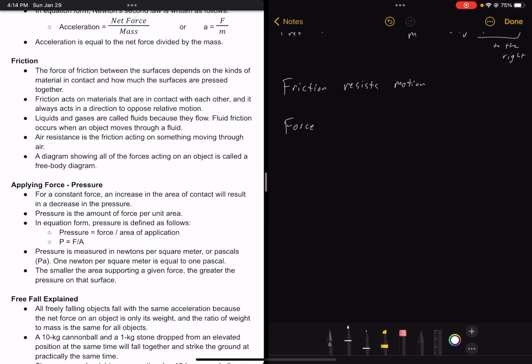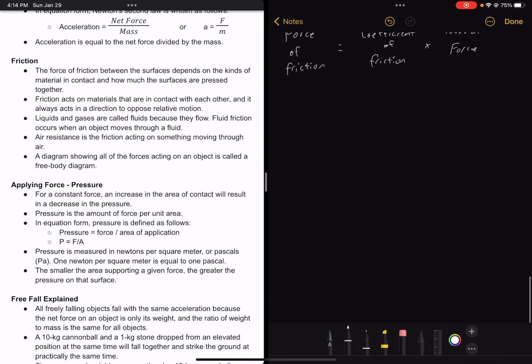Again, it's going to be on the equation sheet, so you don't need to memorize it, but you need to know how to use it. So force of friction is equal to the coefficient of friction times normal force. And again, normal force is the force between surfaces. So force of friction is equal to the coefficient of friction times normal force.